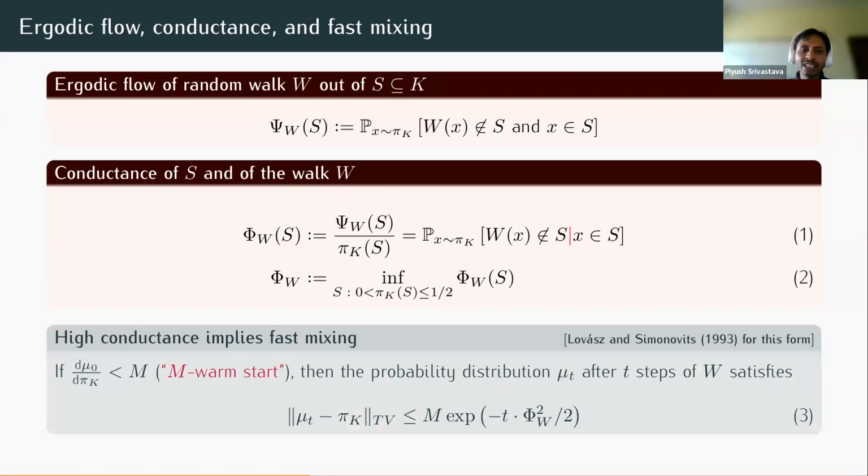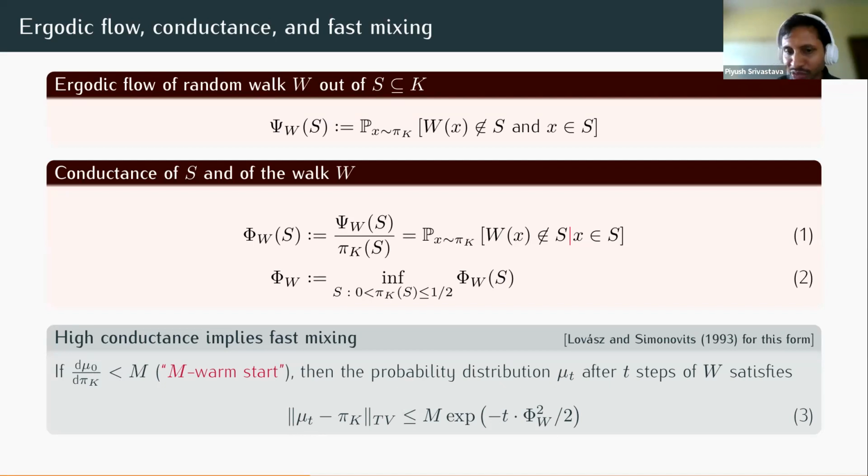Okay, so this high conductance is sort of an analog of one side of Cheeger's inequality, connecting the spectral gap to the conductance. In this form it appears in Lovász and Vempala. One can show that if the initial density has Radon-Nikodym derivative at most M, then after t steps of the walk W, you converge very fast. Your total variation is M times exponentially small in t, so e to the power minus t times conductance squared by 2. So the spectral gap is roughly like conductance squared. Well, it's not exactly like that. It's like saying the spectral gap is at least conductance squared. So that's one side of the Cheeger inequality.